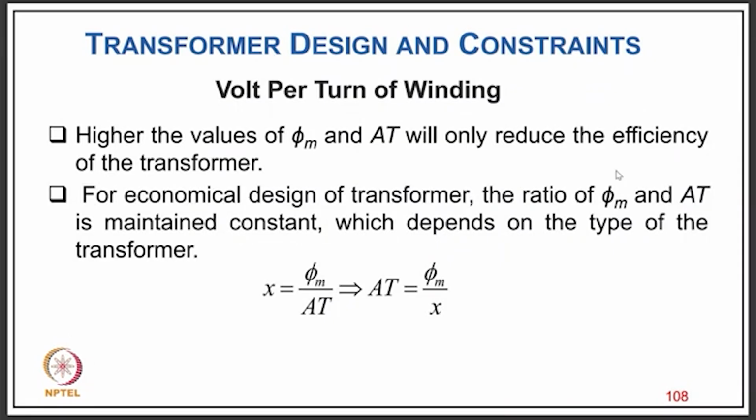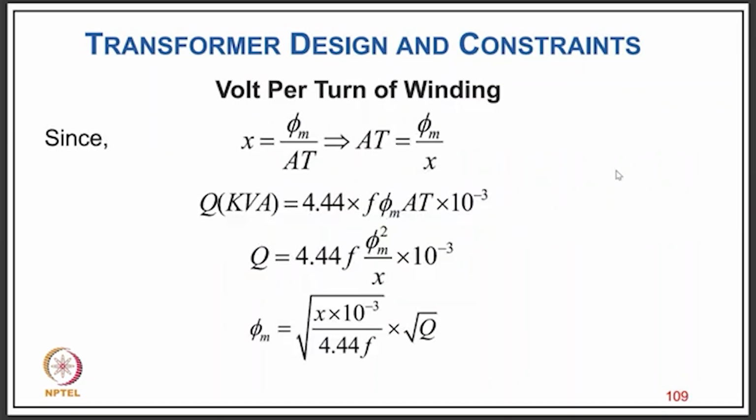So a higher value of m and AT will only reduce the efficiency of the transformer. For economical design, the ratio of m and AT is maintained constant, which is denoted by one type of the transformer, that is we call it X. So m upon AT we take as another parameter in the design, from which we can get AT equal to m upon X, or X equal to m upon AT.